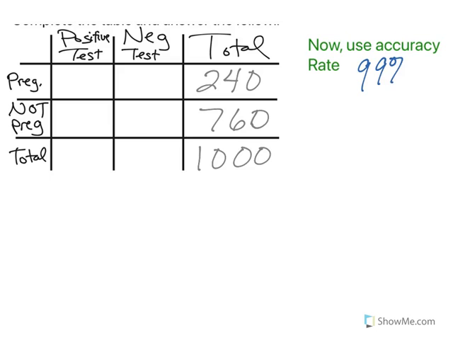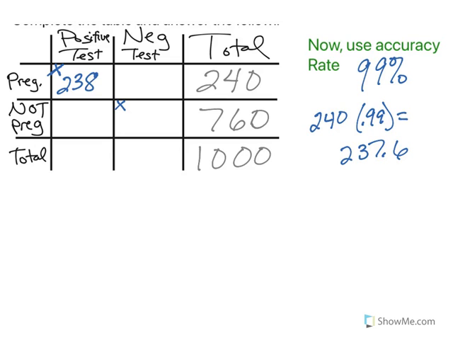And now we use the accuracy rate. So the accuracy rate is 99%, meaning if I'm pregnant, 99% of the time, I'm going to test positive, right? So it impacts here. And if I'm not pregnant, then 99% of the time it's going to say you are not pregnant. So that's here, right? These are the true pieces. So if I have 240 pregnant people, 99% of the time it's going to come back that's correct. So 99% of 240 is 237.6. And because we are dealing with people, I'm going to go ahead and round to 238. You might want to check with how it's going, but I'm going to just use whole numbers here.